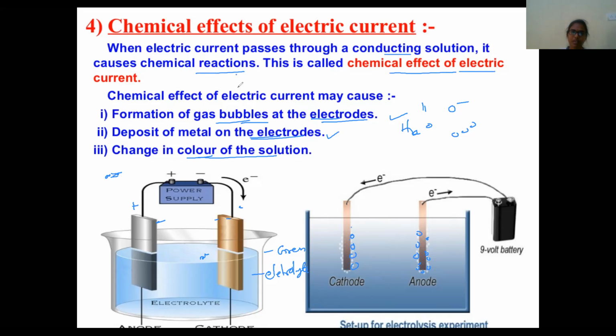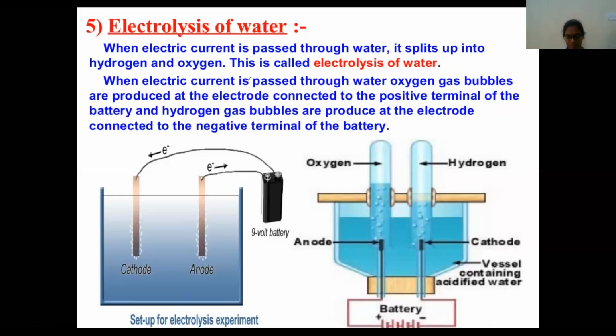That means what is converting here? Electrical energy is converted into chemical energy, right? This is the process we call the chemical effect of electric current. This is an NCERT question, children. What are the effects electric current may cause? One is the formation of gas bubbles here like this, the deposition of one metal on another electrode, and the change of the color of the solution. So all these are the indications.